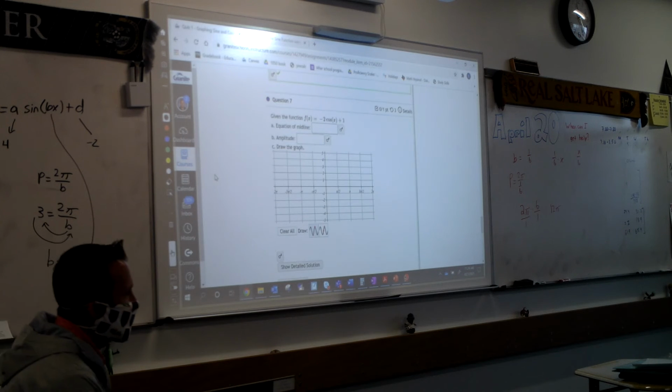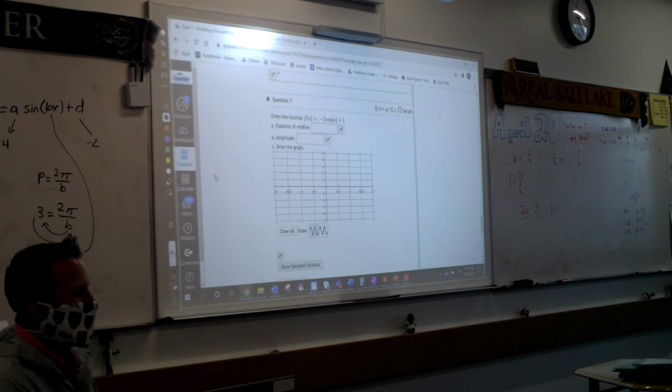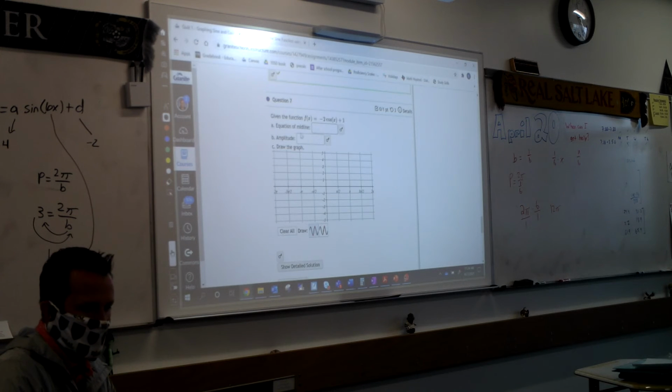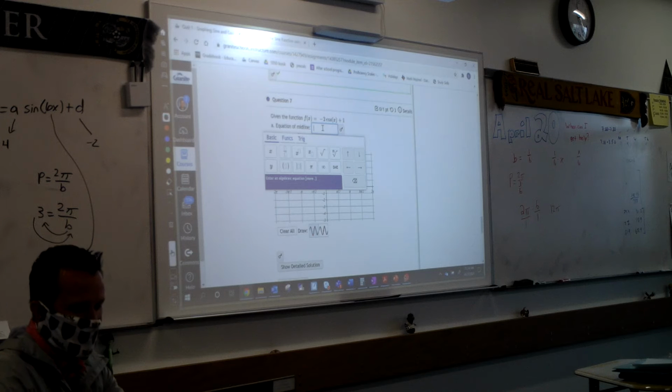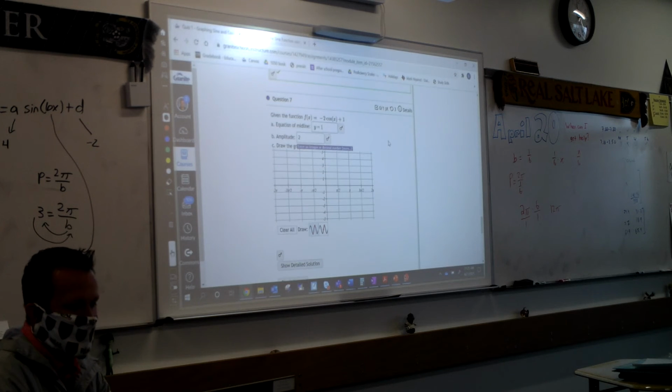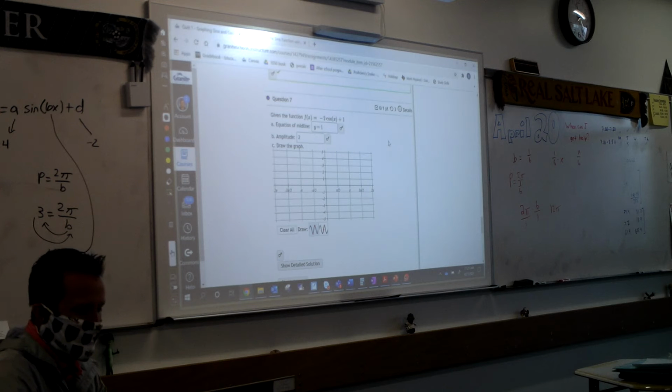Okay, let's look at this one. Hang in there with me, guys. We're almost there. Midline and amplitude, that's easy stuff. We've done that already. Where is the midline, guys? At 1. Now notice here it wants the equation, so we just put y equals 1. And we're done. What is the amplitude? 2. Good job not including the negative. The negative will flip it, but it doesn't change the amplitude.